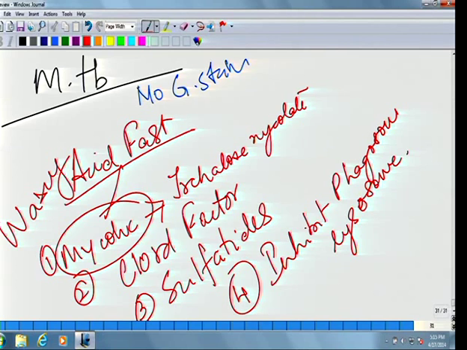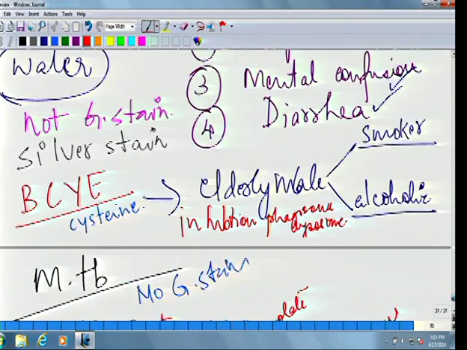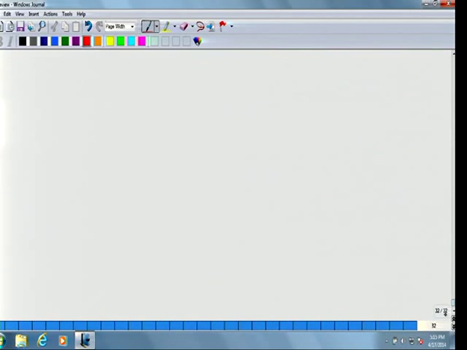How long does it take for this bacteria to grow? It's 8 weeks. It's a slow growing bacteria. Okay, now what are the classical symptoms of tuberculosis? Typically in the US, it's rare. So how do you get tuberculosis?